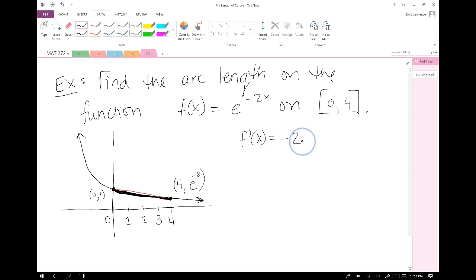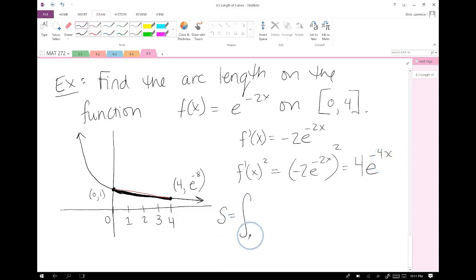f prime of x is going to be negative 2e to the negative 2x, and then we need that squared. So we take this whole thing and square it, which means we're going to square the coefficient. Negative 2 squared is 4. And then we multiply the exponent. One exponent raised to another exponent, you multiply them. So that's e to the negative 4x. So our arc length is going to be the integral from 0 to 4 of the square root of 1 plus 4e to the negative 4x.